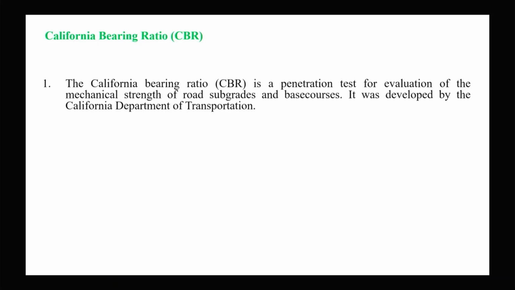Now another important parameter characteristic is called the California bearing ratio. Actually, this is a penetration test for evaluation of the mechanical strength of road subgrade and base course. So for soil, one can measure the mechanical strength. It was developed by the California Department of Transportation. That's why the name is California bearing ratio.